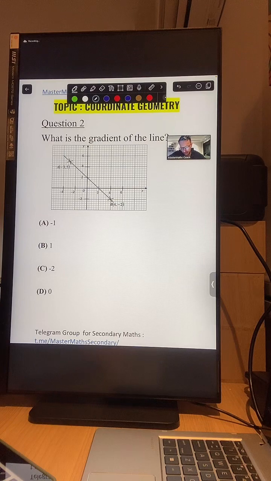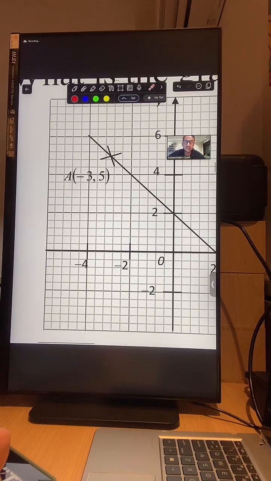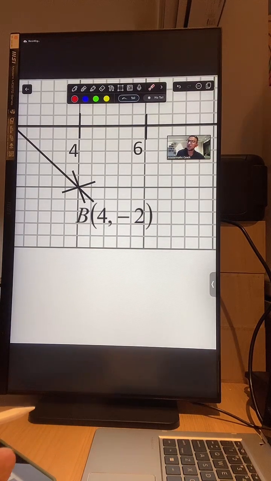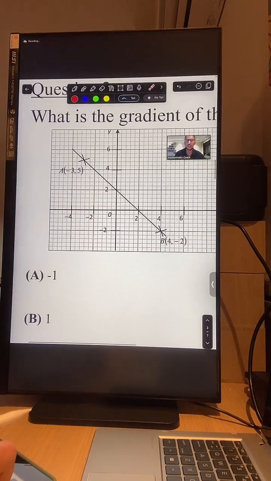What is the gradient of the line? So let's zoom in here. So you have a line here. And on one end of the line, you can see here, you have A, which has coordinates of -3 and 5. At the other end of the line, you have B with coordinates 4 and -2. So, for those of you who are unaware, how do they come up with these coordinates? Let me do a quick recap.